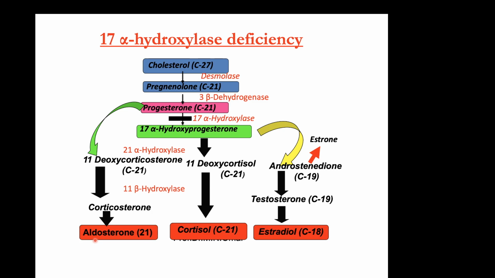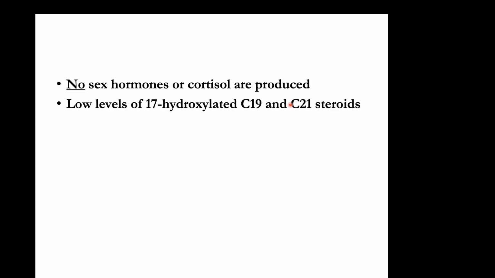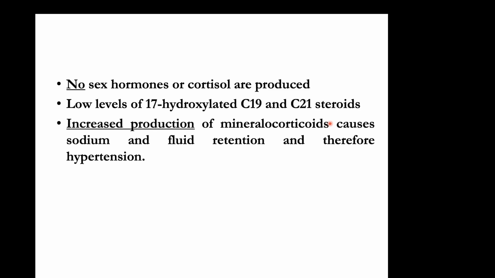Of course, aldosterone is responsible for increased absorption of sodium and increased excretion of potassium and hydrogen, and increased blood pressure as well as blood volume. And there won't be any estradiol or testosterone or maybe any cortisol. No sex hormone or cortisol is produced. Low level of 17-hydroxylated C19 and C21 steroids. Increased production of mineralocorticoids causes sodium and fluid retention and therefore hypertension.